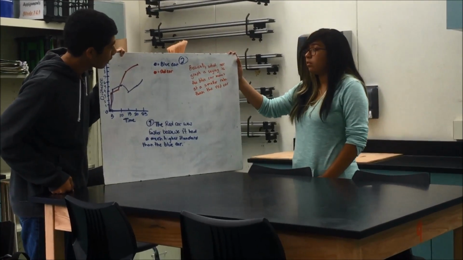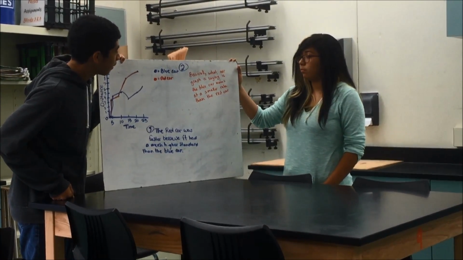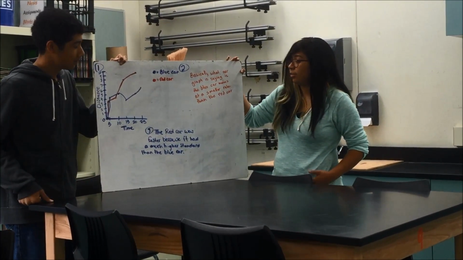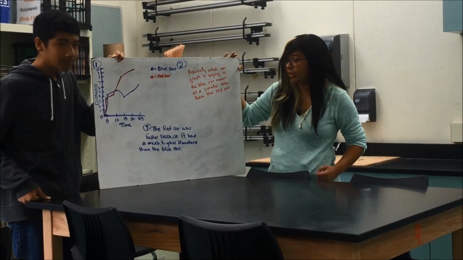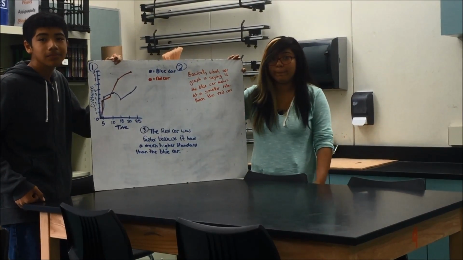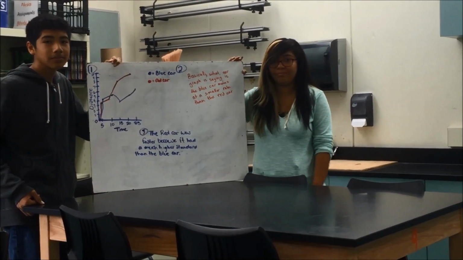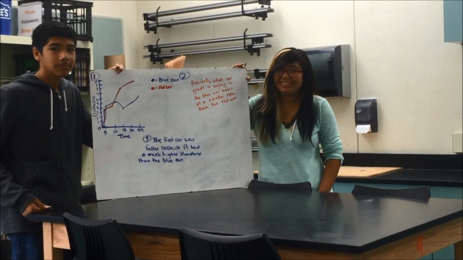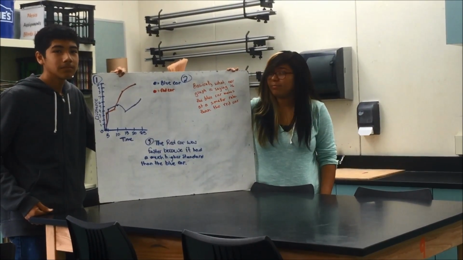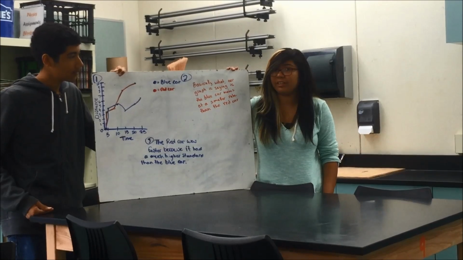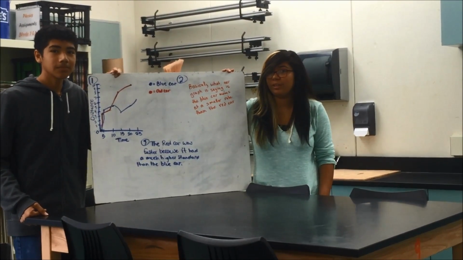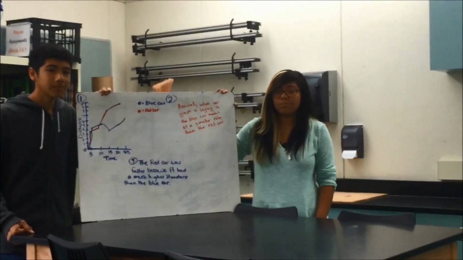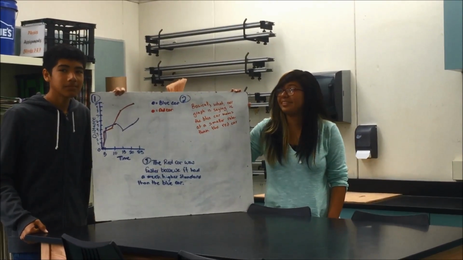Right, basically what our graph is saying is that the blue car moves at a smaller rate than the red car. And the red car was faster because it had a much higher standard than the blue car. Much higher standard? What's a standard? I forgot what it was. What do you mean by standard? Sort of like went sort of faster. Okay, so it went faster. All right, you don't need to say another word just to say another word. All right, so any questions, clarifications?